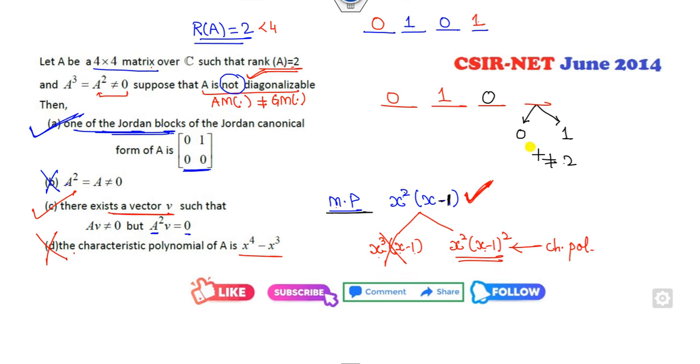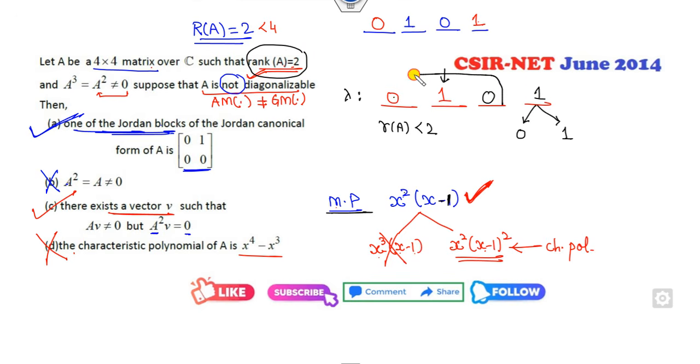Fine. Now what will happen if this number is 0? Then what will be the rank? These are my eigenvalues. How many non-zero eigenvalues? 1. So the rank will be less than 2, but we need rank 2. That means this number can never be 0. So if this number can never be 0, this eigenvalue will be 1.